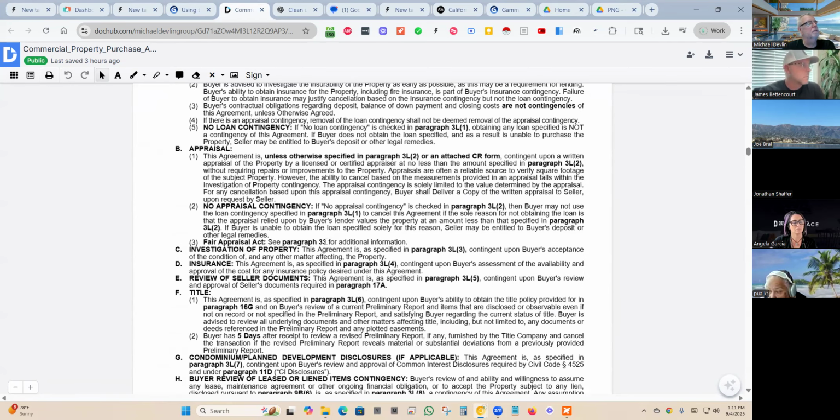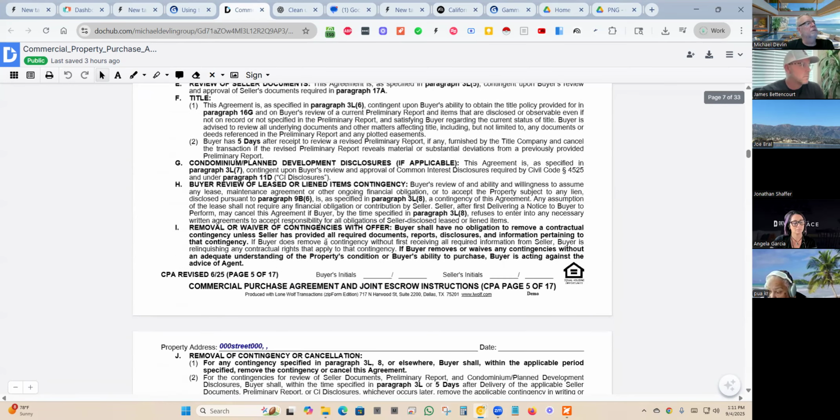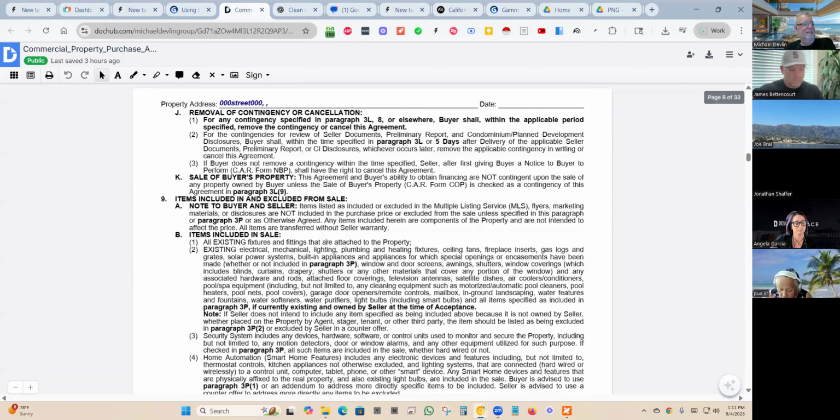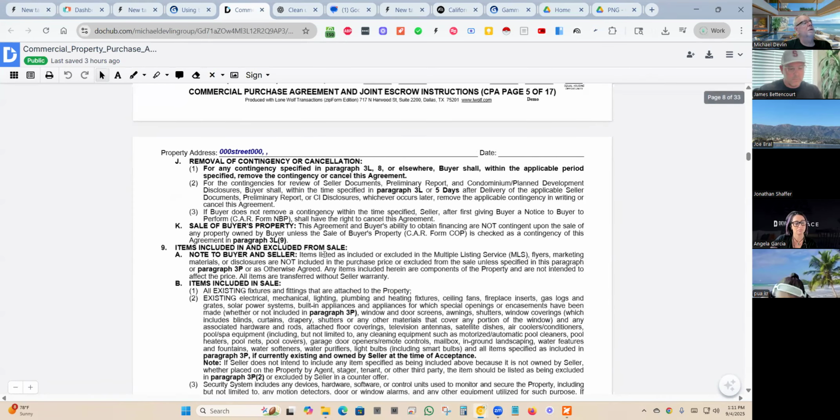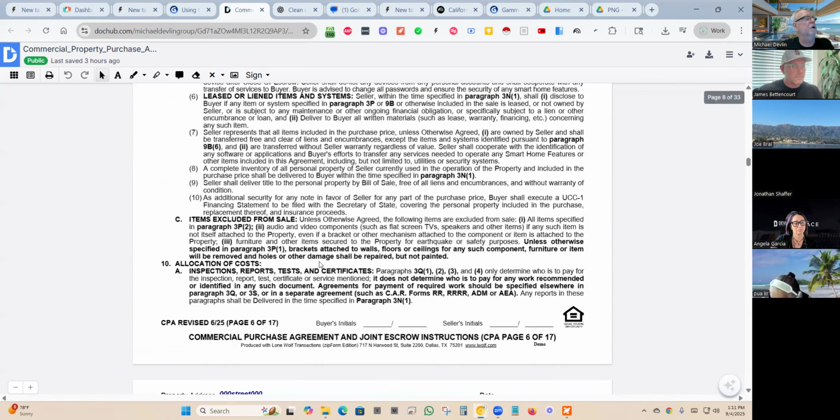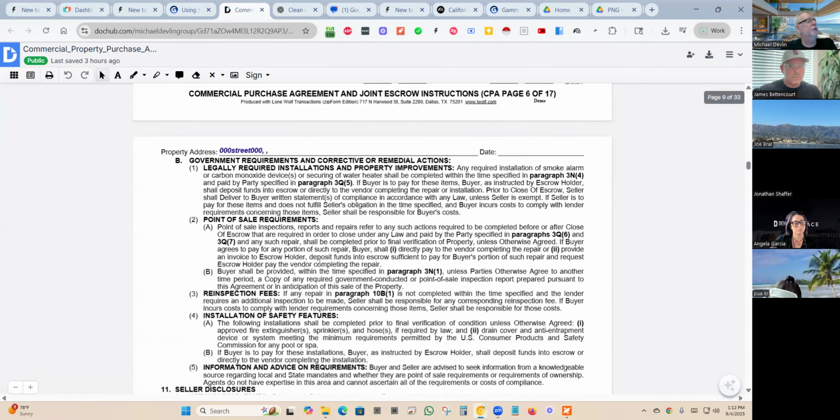Contingencies, appraisal, investigation, all of this is exactly what it says in the residential purchase agreement, right? All of this just copied and pasted. This is what people either love or hate about this contract. Now, as we start, government requirements, corrective or remedial remedies. All right.